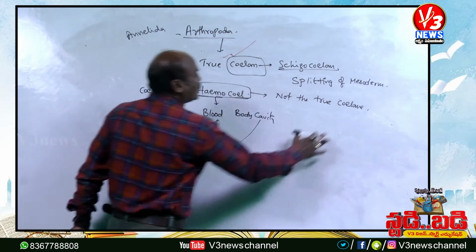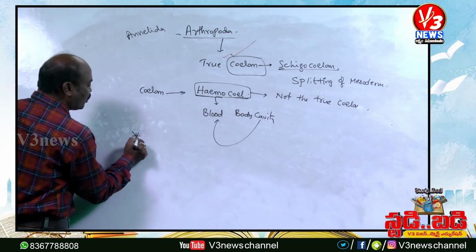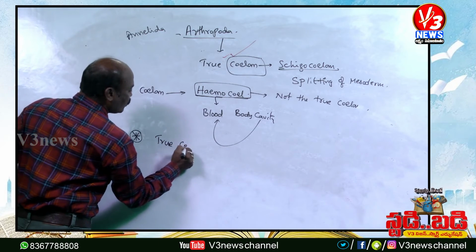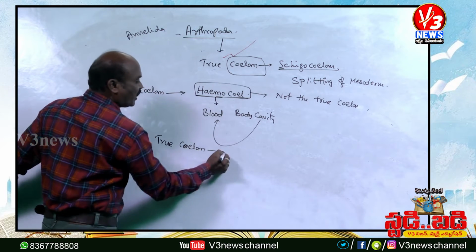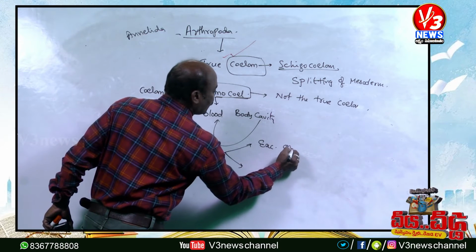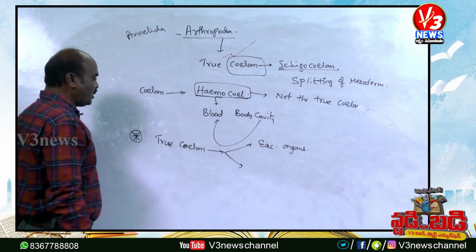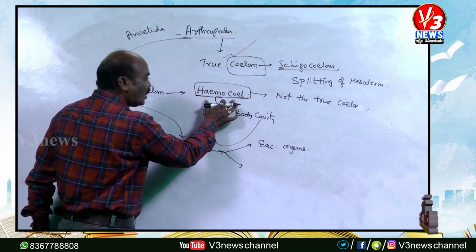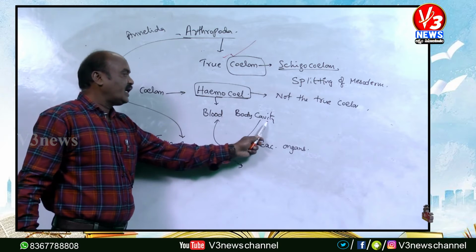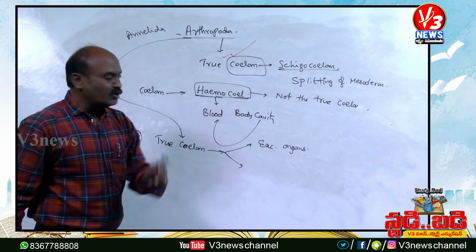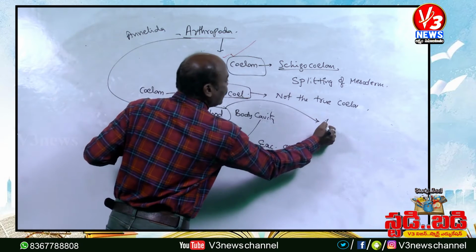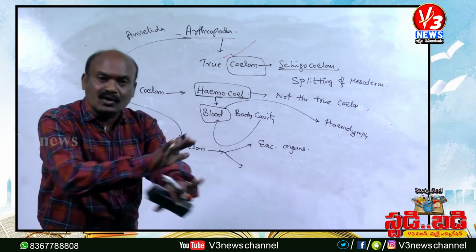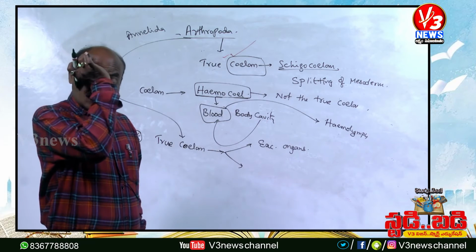A very, very important aspect regarding entrance examination: in arthropods, the true coelom is confined to excretory organs. In arthropods, the coelom is called hemocoel because the body cavity is filled with blood. The type of blood is the hemolymph. It is colorless blood. There are no RBC, so there is no hemoglobin.